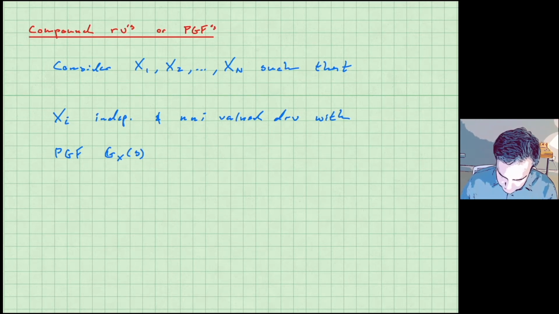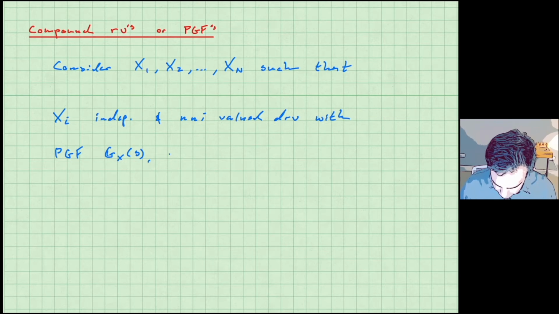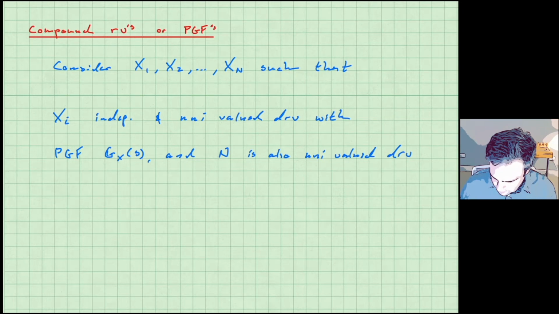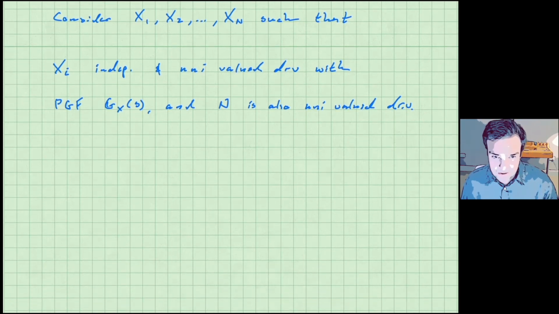But now this is where things get a little bit interesting. Now suppose that capital N is also a random variable, also a non-negative integer valued discrete random variable. So that's the setup. You have this sequence of random variables, and the number of them is actually also a random variable. That's the concept, and we're going to use this in an example straight away to drive home why this is important.